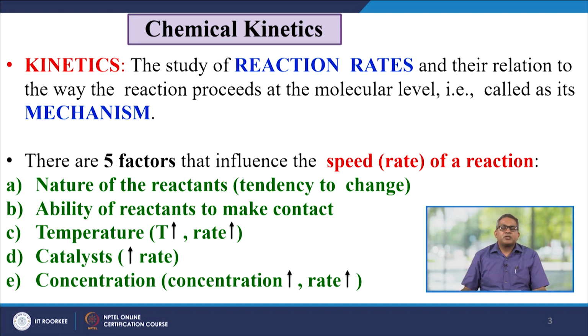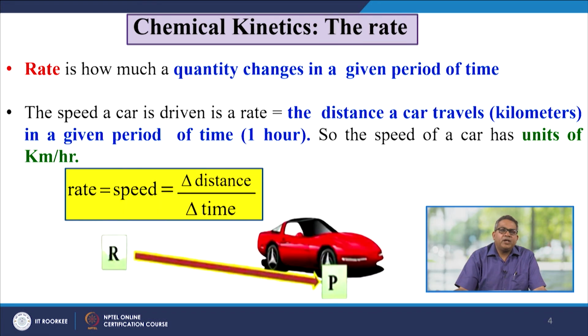Usually there are so many factors involved in this aspect. We are going to discuss the 5 factors that influence the speed or rate of reaction. One is the nature of reactants, that is, the tendency to change. Second is the ability of reactants to make contact, and the temperature, catalyst, and concentration, all these things play a very vital role. Now let us talk about the rate.